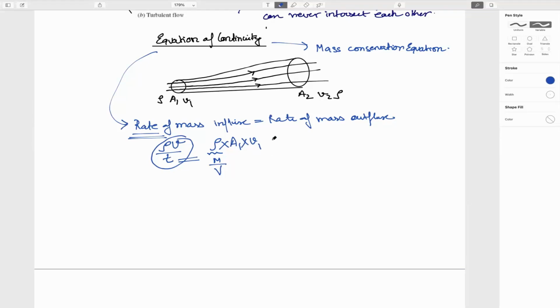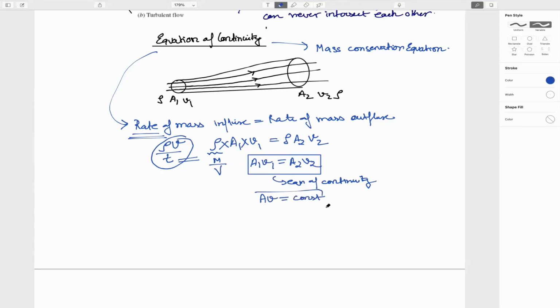So rho A1 V1 should be equal to rho A2 V2. Rho is the same because the fluid is the same. So A1 V1 equals A2 V2. That's the equation of continuity. In a more generic way, we can write AV equals constant. But keep in mind that density is constant. The assumptions are ideal and streamlined, and more important in the case of ideal is that the density is constant.